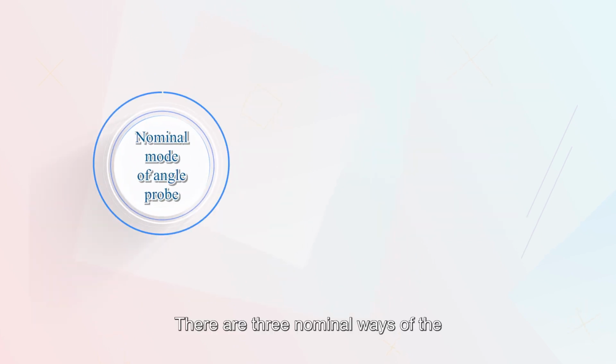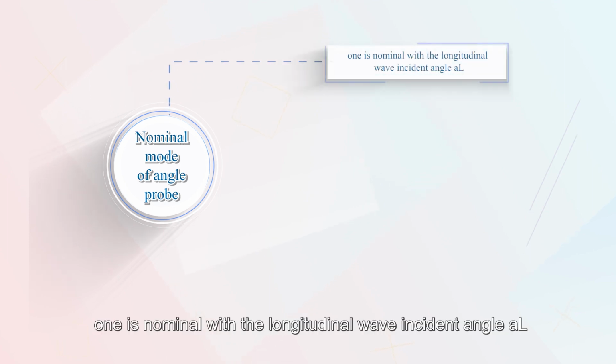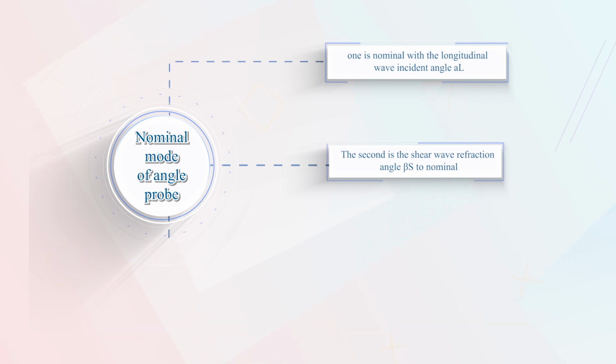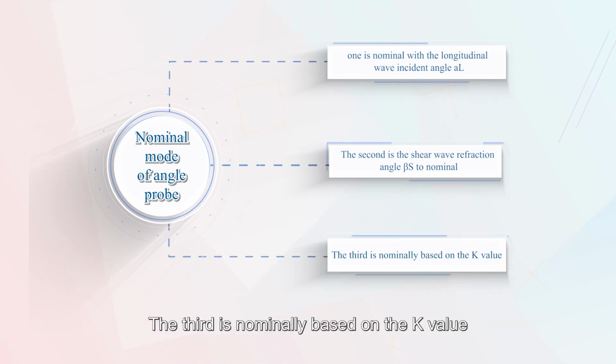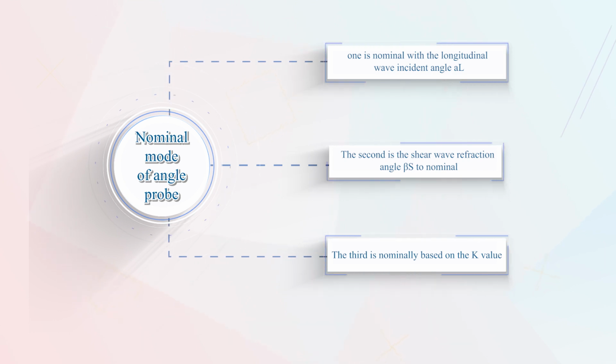There are three nominal ways for the transverse wave oblique probe. One is nominal with the longitudinal wave incident angle alpha L. The second is nominal with the shear wave refraction angle beta S. The third is nominal with the K value. In our country, the most commonly used is the third type.